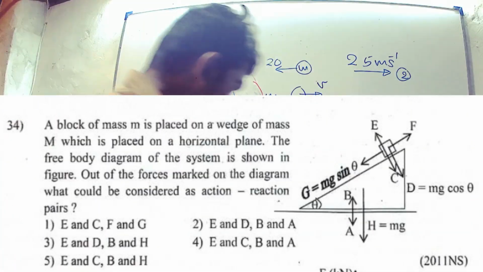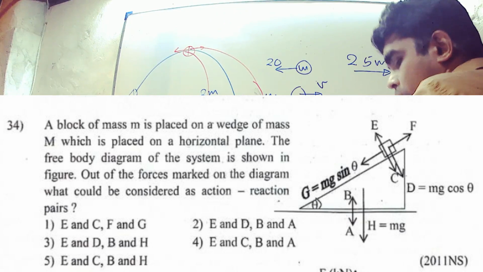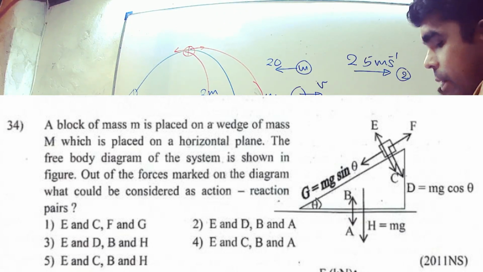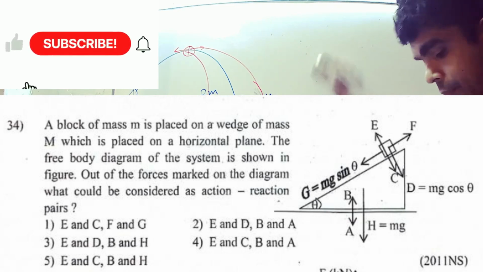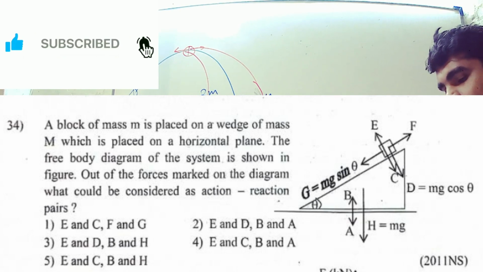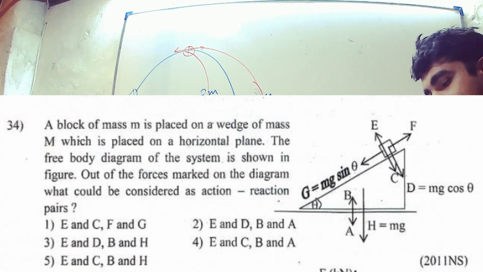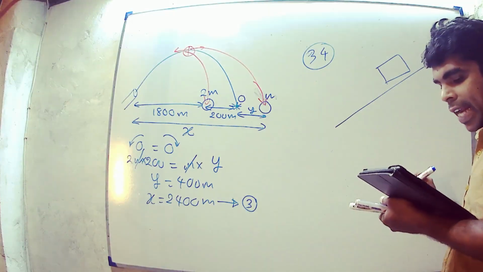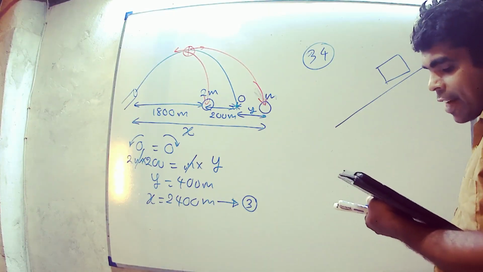Then question number 34. A block of mass m is placed on a wedge of mass capital M, which is placed on a horizontal plane. The free body diagram of the system is shown in the figure. Out of the forces marked on the diagram, what could be considered as action and reaction?